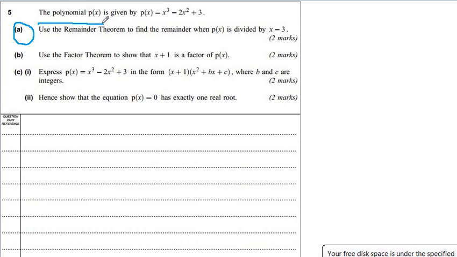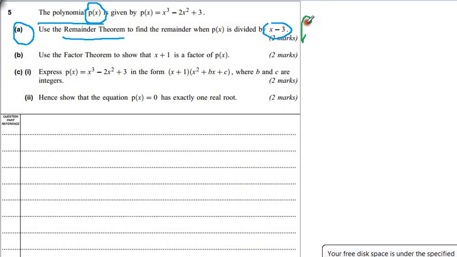So the first one, use the remainder theorem to find the remainder when p of x is divided by x minus 3. It's really simple. The remainder theorem just means if you have an x minus 3 or an x minus 5 or whatever it is, then you take that 3, in this case a minus 3, change it into a plus 3 and put it in as your x. You just change the sign of that number and put it into p of x, and it'll give you what the remainder is. Okay, so let's do that now.